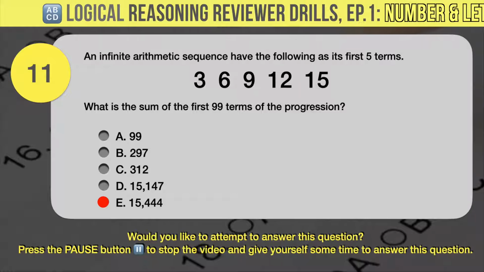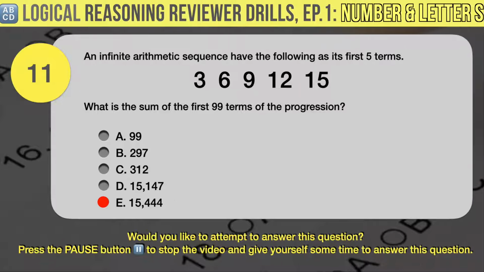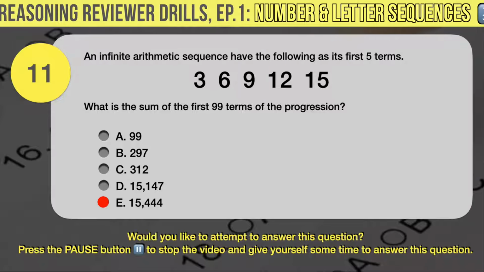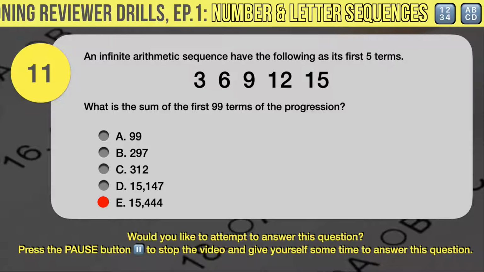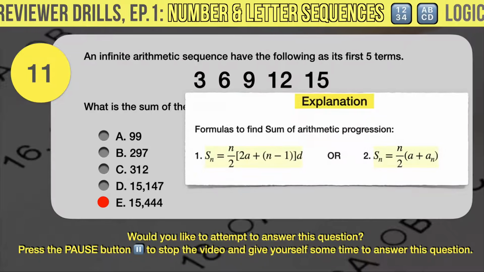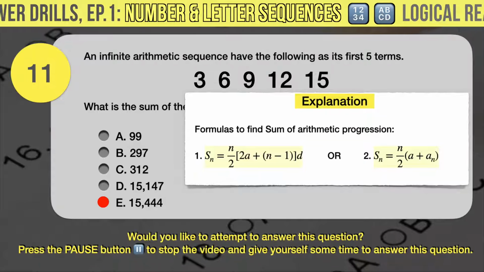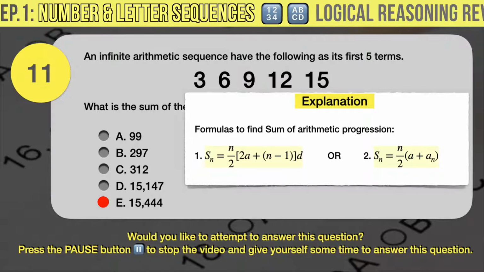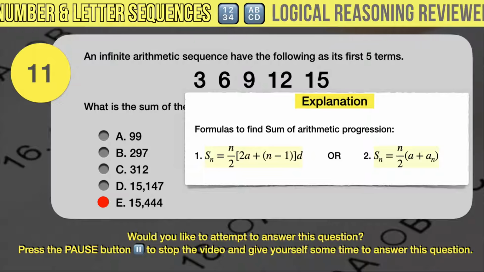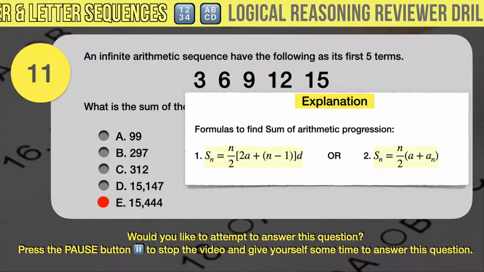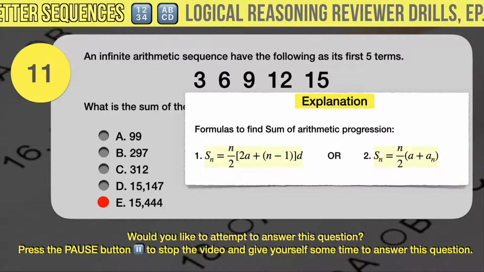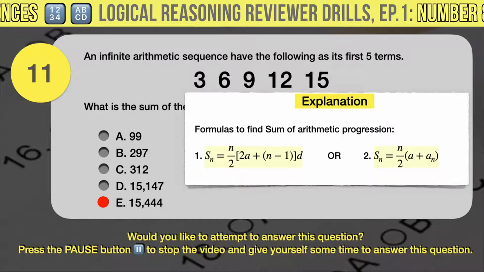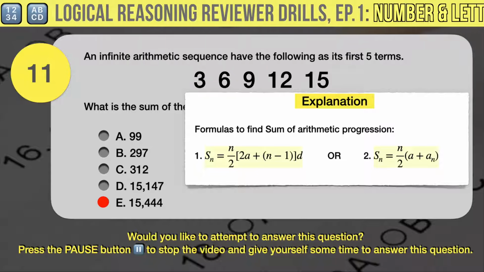In drill question number 1 we introduced some established formulas in relation to arithmetic progressions. Two of these formulas have something to do with the sum of an arithmetic progression. These are: 1. Sn is equal to n over 2 times the quantity 2a plus n minus 1 times d. And 2. Sn is equal to n over 2 times the quantity a plus an. These two are actually identical formulas. They are just expressed differently.